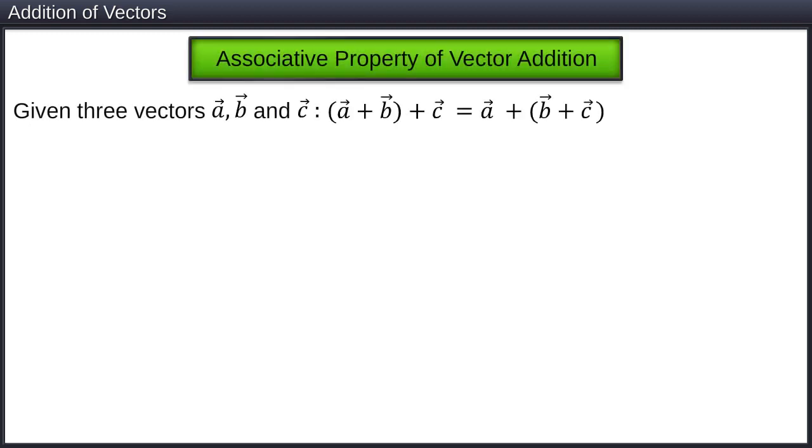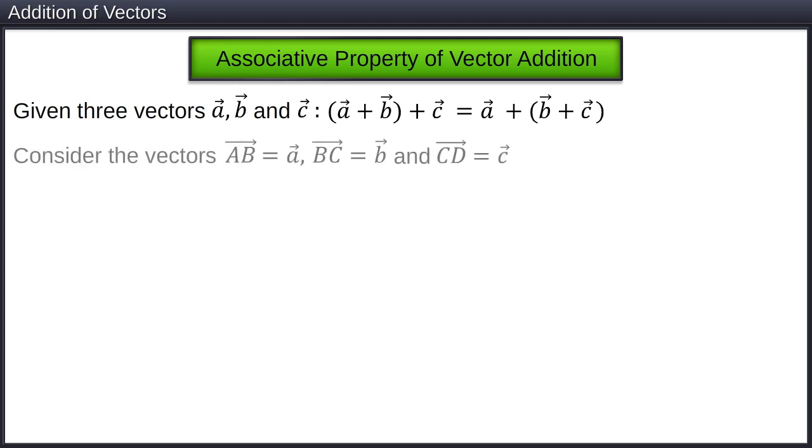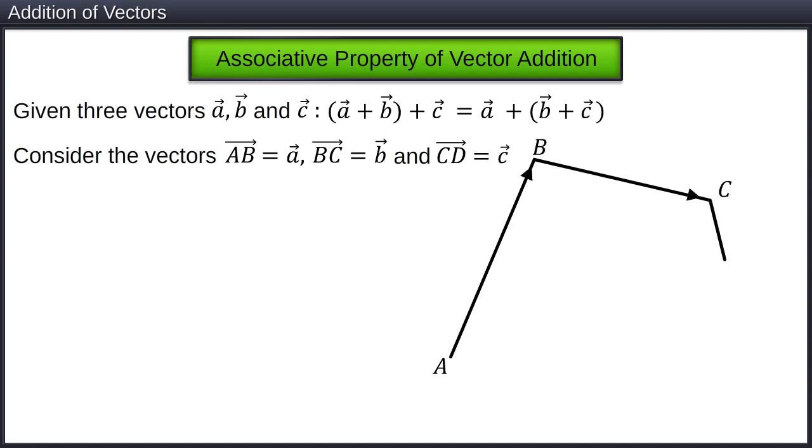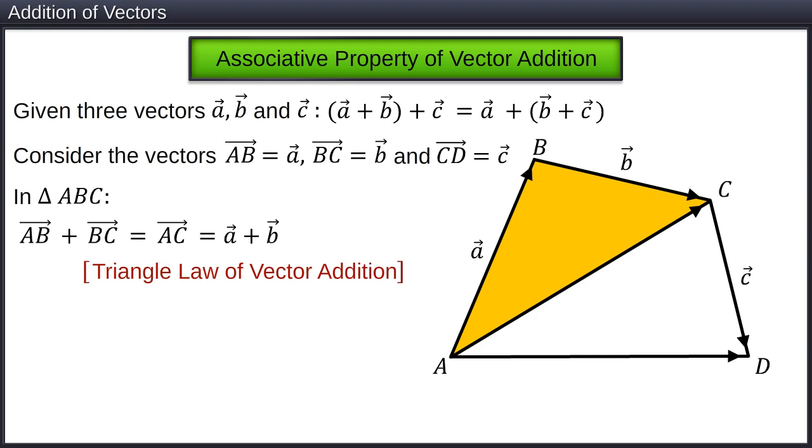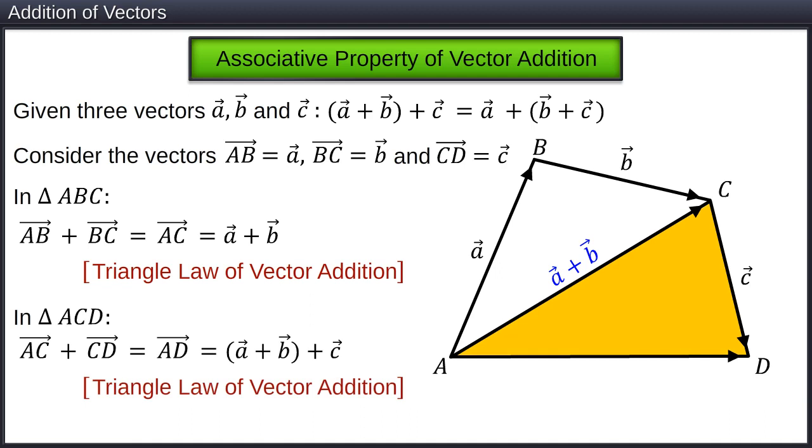Now, let us prove that vector addition is associative. Consider three vectors AB, BC, and CD representing vectors A, B, and C respectively. By the triangle law of vector addition, the sum of vectors AB and BC is equal to vector AC, which is equal to vector A plus vector B. Now, consider triangle ACD. The sum of vectors AC and CD is equal to vector AD, or the sum of vectors A and B plus vector C.